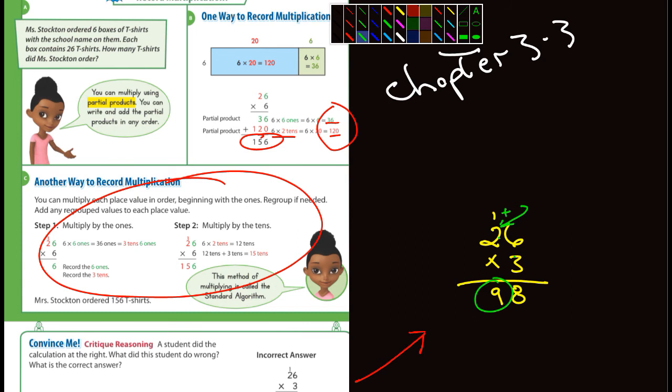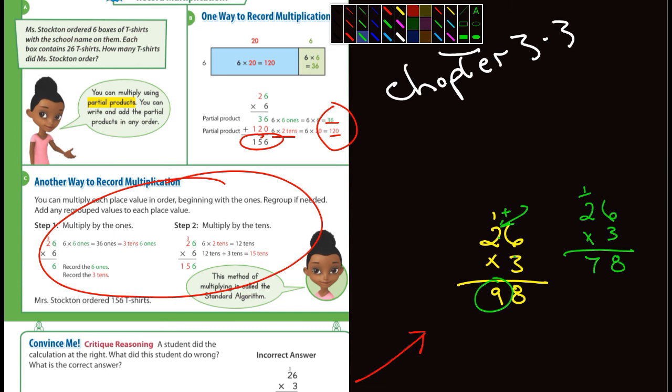What they should have done is 3 times 2, which is 6, plus 1, and what would you get? So 26 times 3. 3 times 6 is 18. Put down the 8, carry the 1. I say carry the 1, actually it's like carrying 10. And then 3 times 2 is 6, plus 1 more is 7, and the answer would be 78.